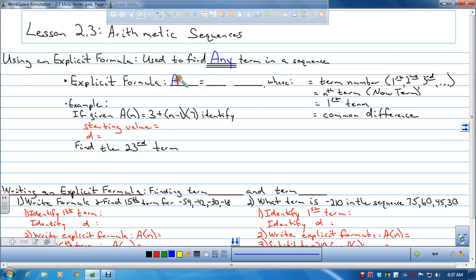It's going to be written in function notation. So a of n is going to be equal to a of 1 plus. Now we're going to take that n and subtract 1 from it, and we're going to take that times the common difference. Okay?